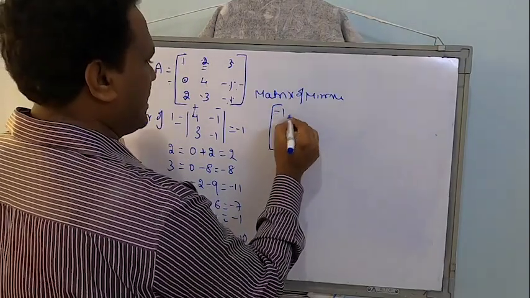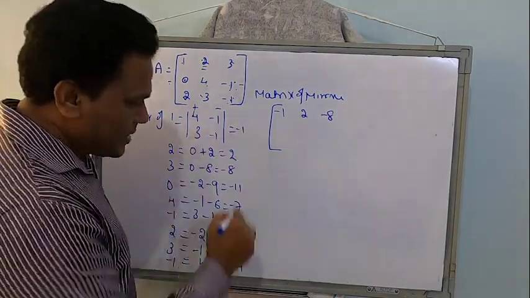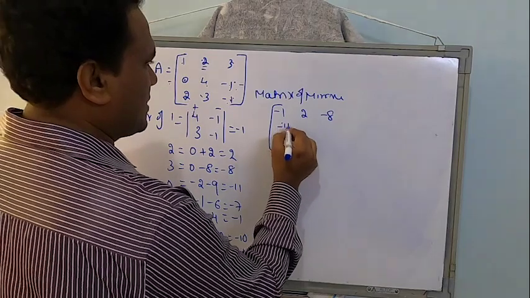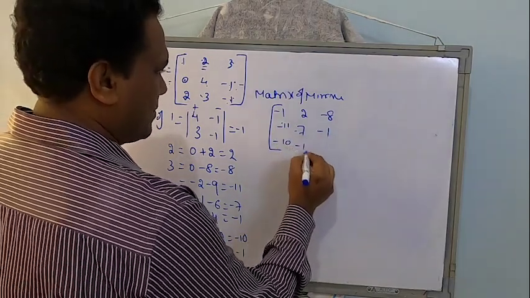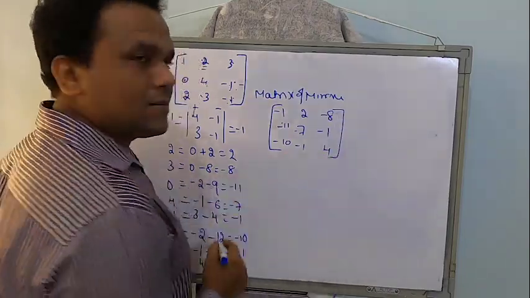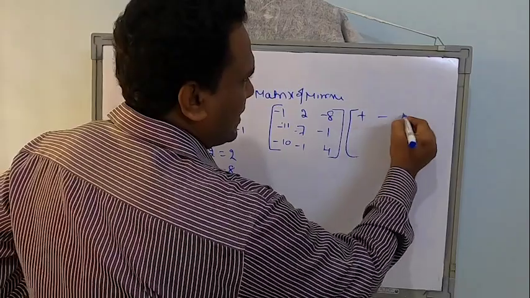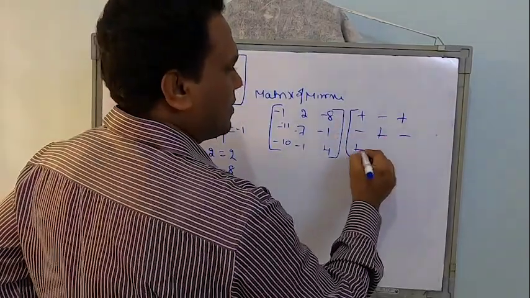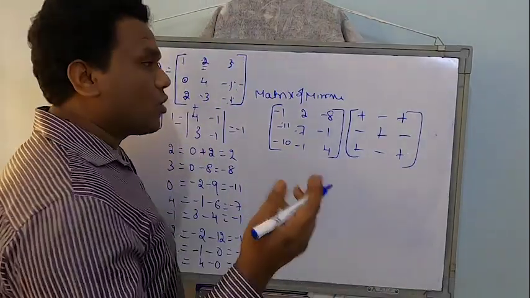So it's going to be minus 1, 2, minus 8. Each element will be replaced by its minors now. So the second row, it's going to be minus 11, minus 7, minus 1. So minus 10, minus 1, 4. This is matrix of minors. To this, simply you multiply the sign matrix of order 3 cross 3. This is an easier procedure, otherwise a different procedure there which will take lot of time.